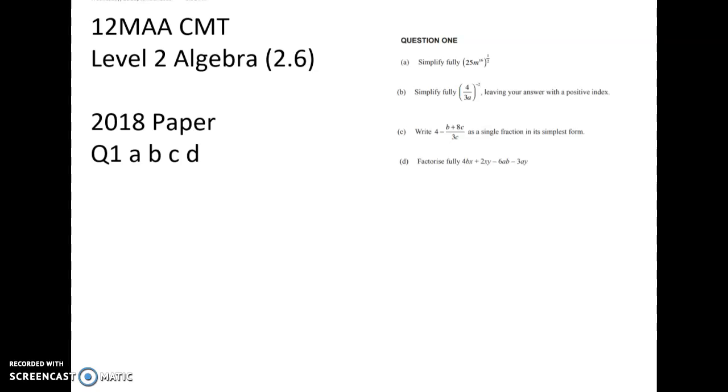Here are some of the easier questions from last year's Level 2 Algebra paper. I'm going to do about 4 questions per video and just finish off all of 2018.